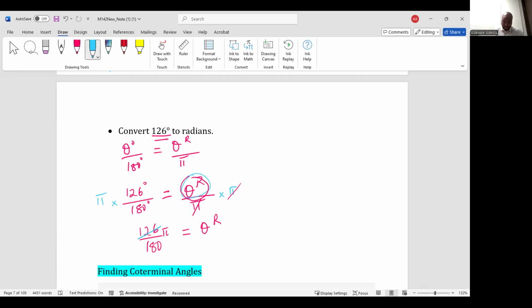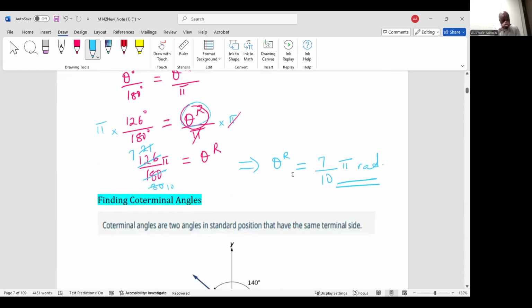Let's say 6 here. That is 21. 6 here, that is 30. We can say 3 here, 7. 3 here, 10. Which implies that our angle in radian is 7 over 10 pi radian. We do not need a calculator for that.